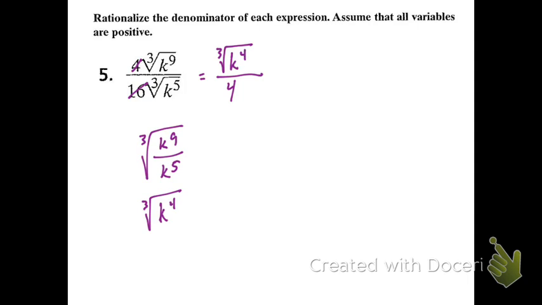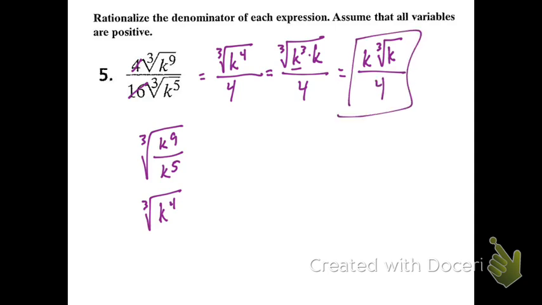So in reality, we don't have to rationalize anything, but we do need to simplify. When we simplify this, the k to the 4th can be broken down into k to the 3rd times k. So the third root of k to the 3rd is k, so k pops out. But we still have the third root of k there. That's completely simplified. Done.